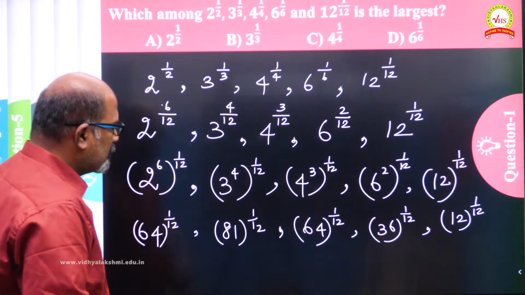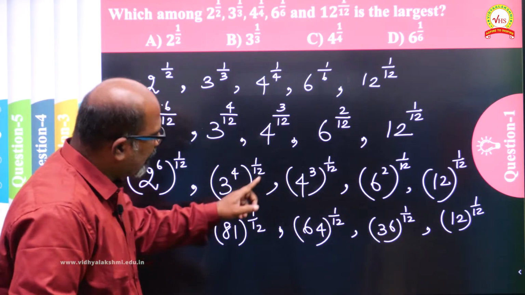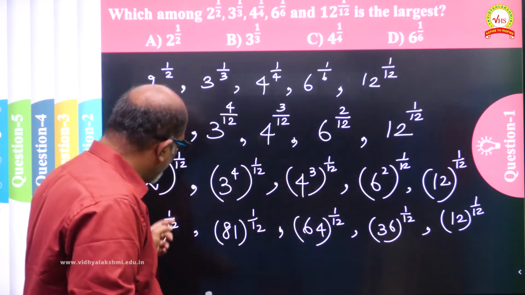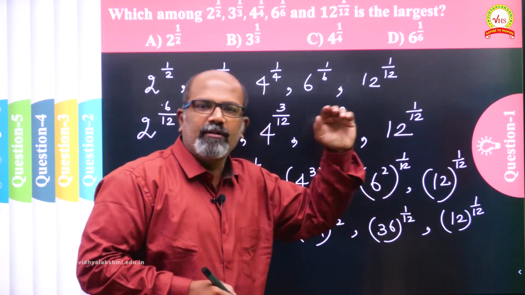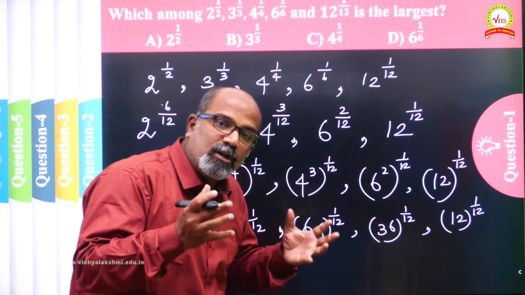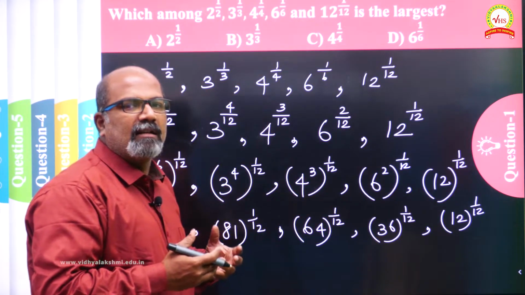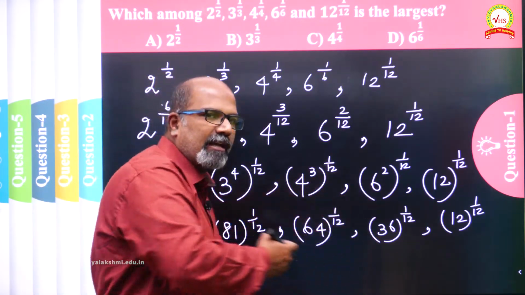Okay. So you can see that all are having the same exponent. 1 by 12, 1 by 12, 1 by 12, 1 by 12, 1 by 12. Because the exponents are the same, now we can compare the exponential values.